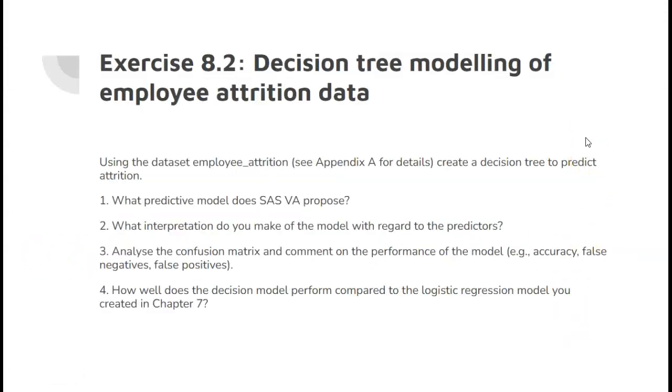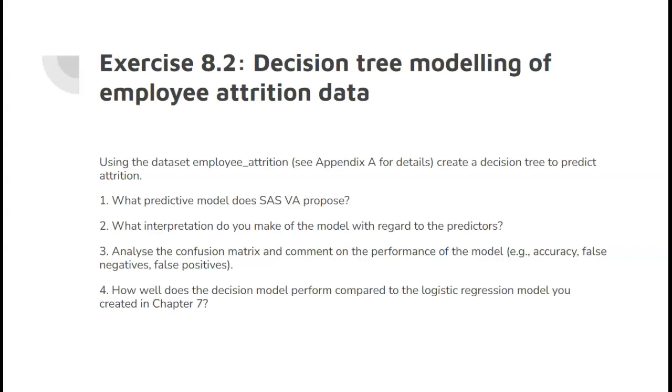For exercise 8.2, decision tree modeling of employee attrition data. Using the dataset employee attrition, see Appendix A for details, we're to create a decision tree to predict attrition. This is the data we've been working with a lot for these exercises. And so we went into Satisfy and pulled up that data set and created the decision tree from there.